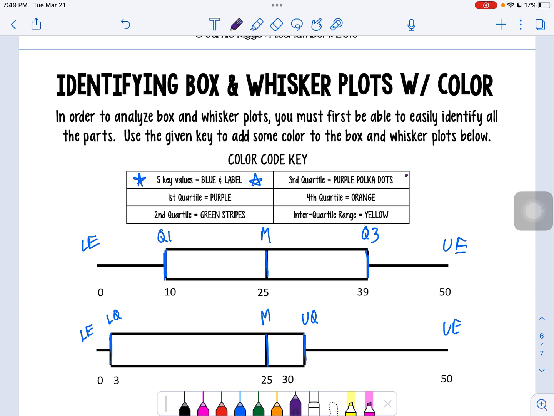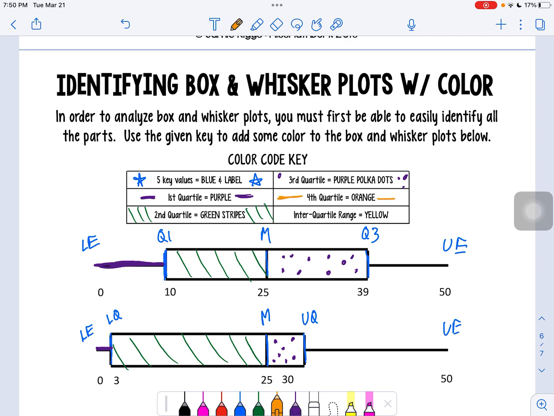We're going to take the first quartile and we are going to label it in purple. So in both of these, the first quartile is the left-hand whisker. That is in purple. We're going to do the second quartile in green stripes in both of our pictures. And then we're going to make purple polka dots in our third quartile. So I'm going to make purple polka dots here. All right, and then your fourth quartile, the top 25% of your data, we're going to do in orange.